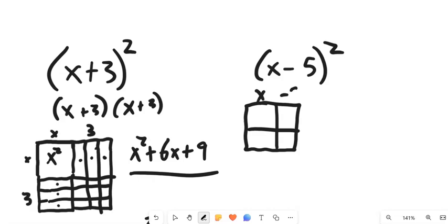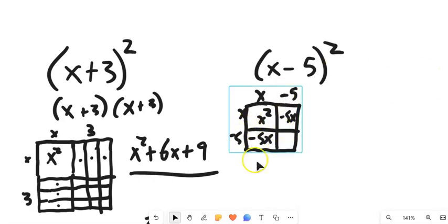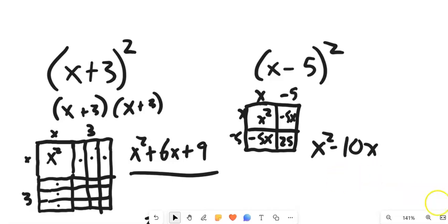This would be x minus 5 multiplied by x minus 5. So we've got x squared, minus 5x is there, minus 5x is there. And notice in this bottom right corner, negative 5 times negative 5, we have 25, right? So this would be x squared minus 10x plus 25.